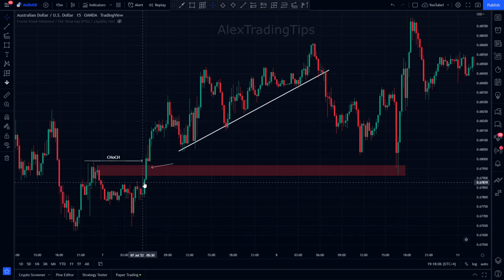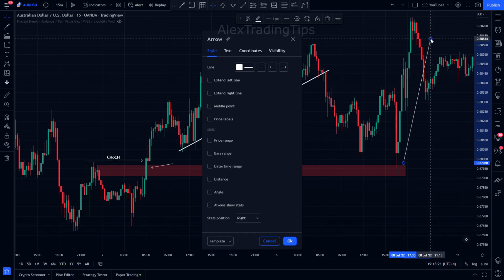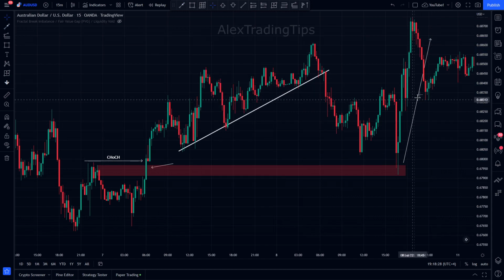This being an imbalance that was left behind for many hours and even a day, a lot of orders were accumulated in this area, which caused this explosive move, which of course in its turn left a number of imbalances behind as well.